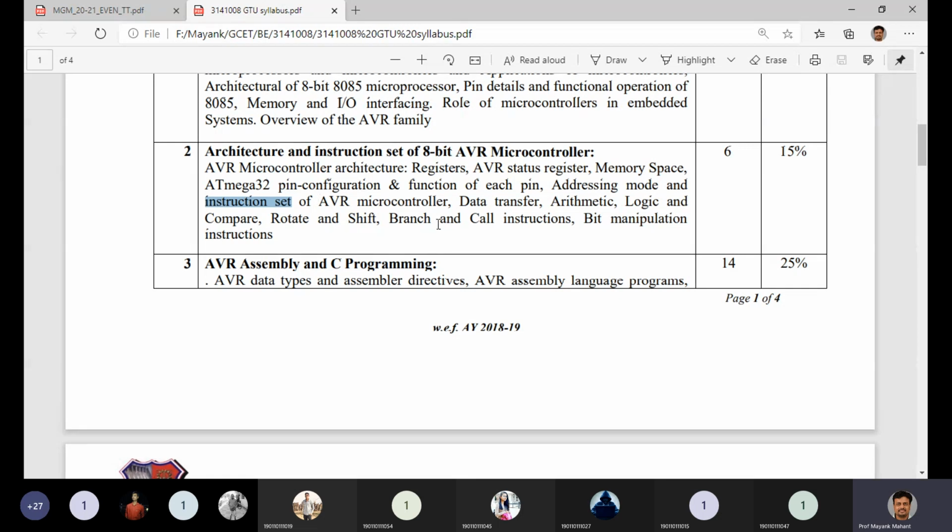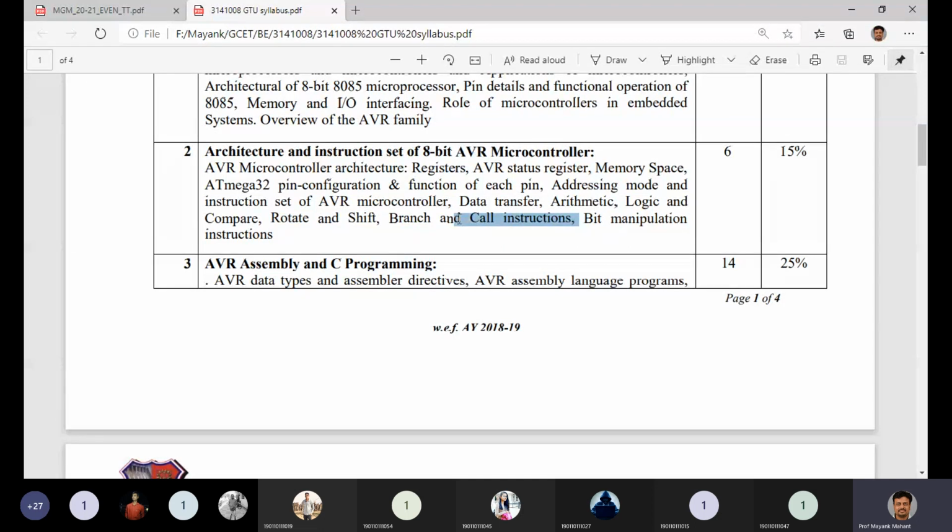So these instructions are divided into different categories. One is data transfer instruction, meaning the instructions that are used to transfer data from one register to another register, or to get data from IO or send data to the IO. Then arithmetic instruction, logic instructions, compare instruction, rotate instructions, shift, branch, call.